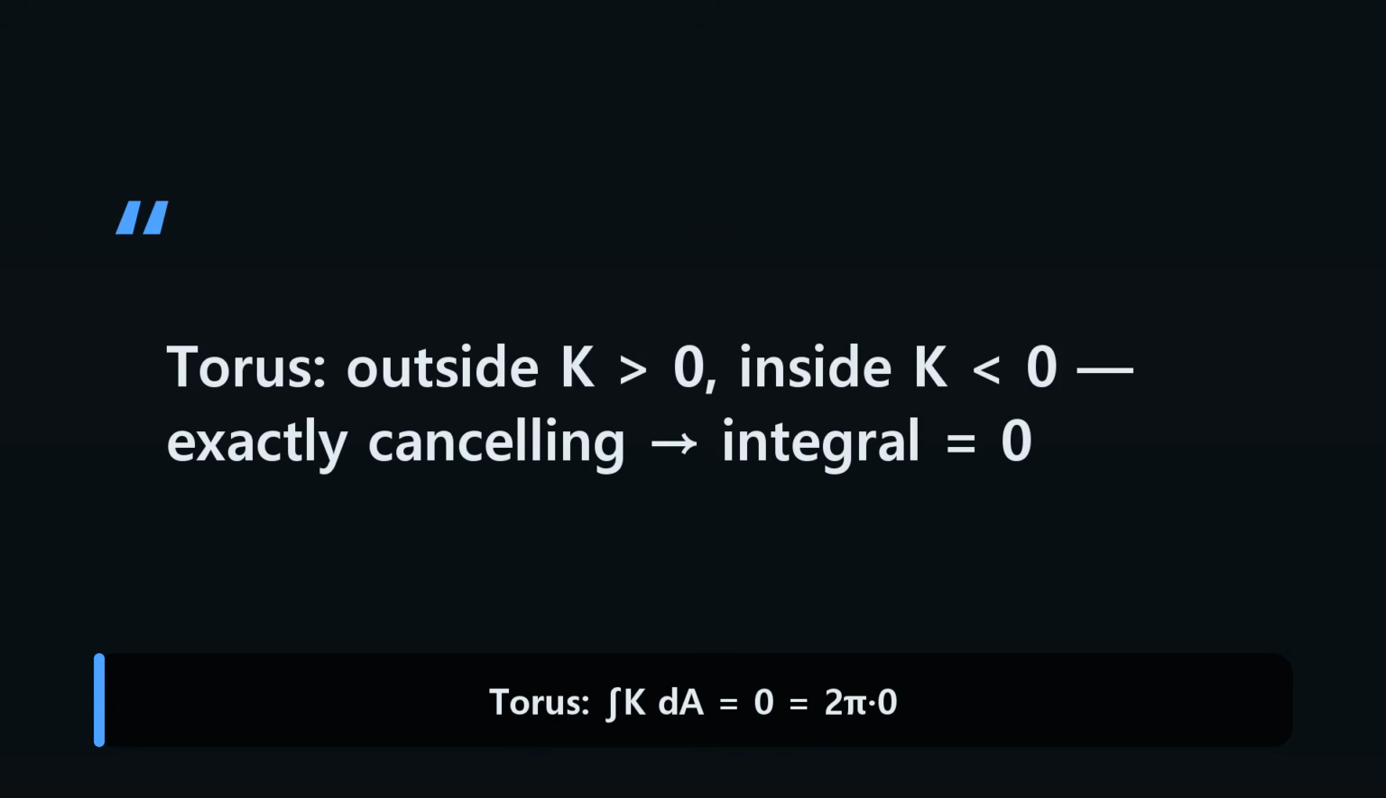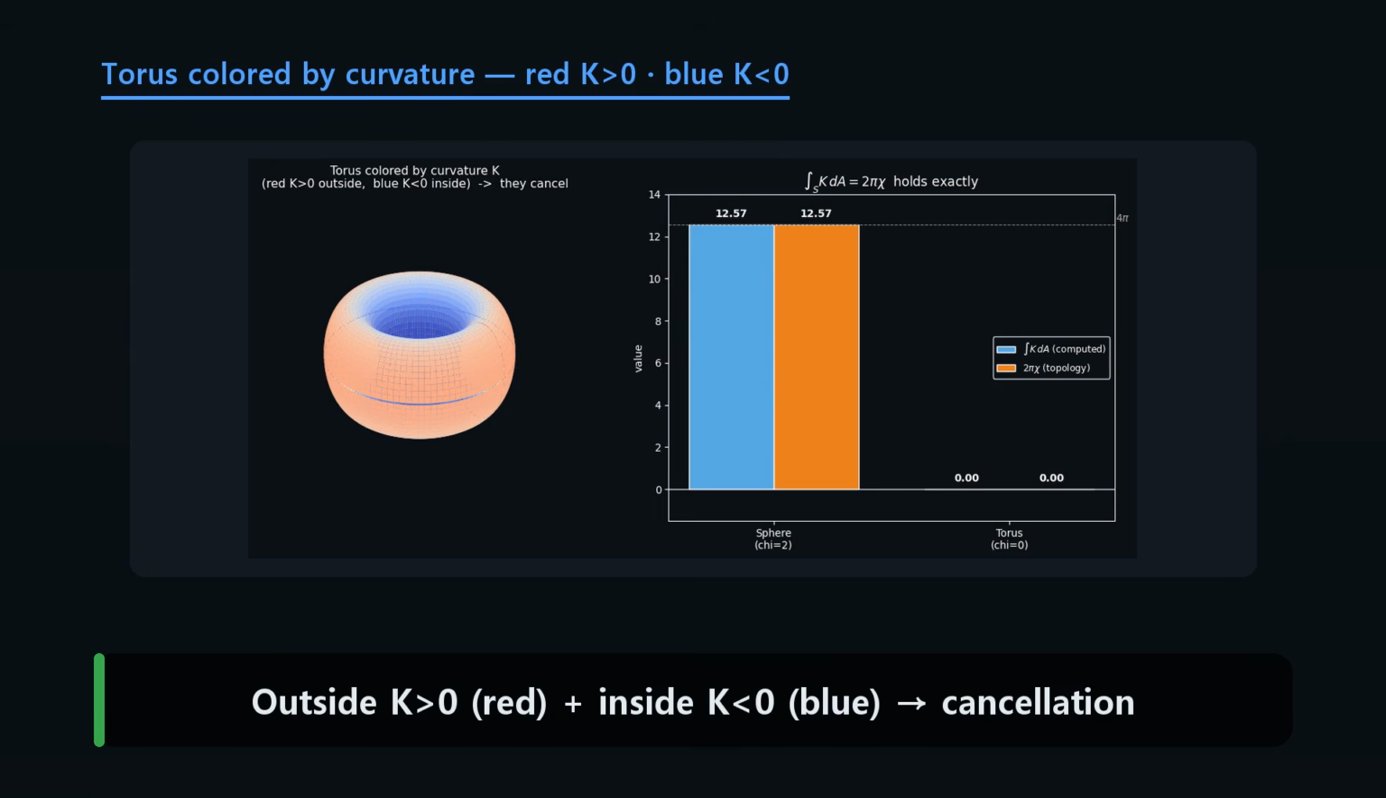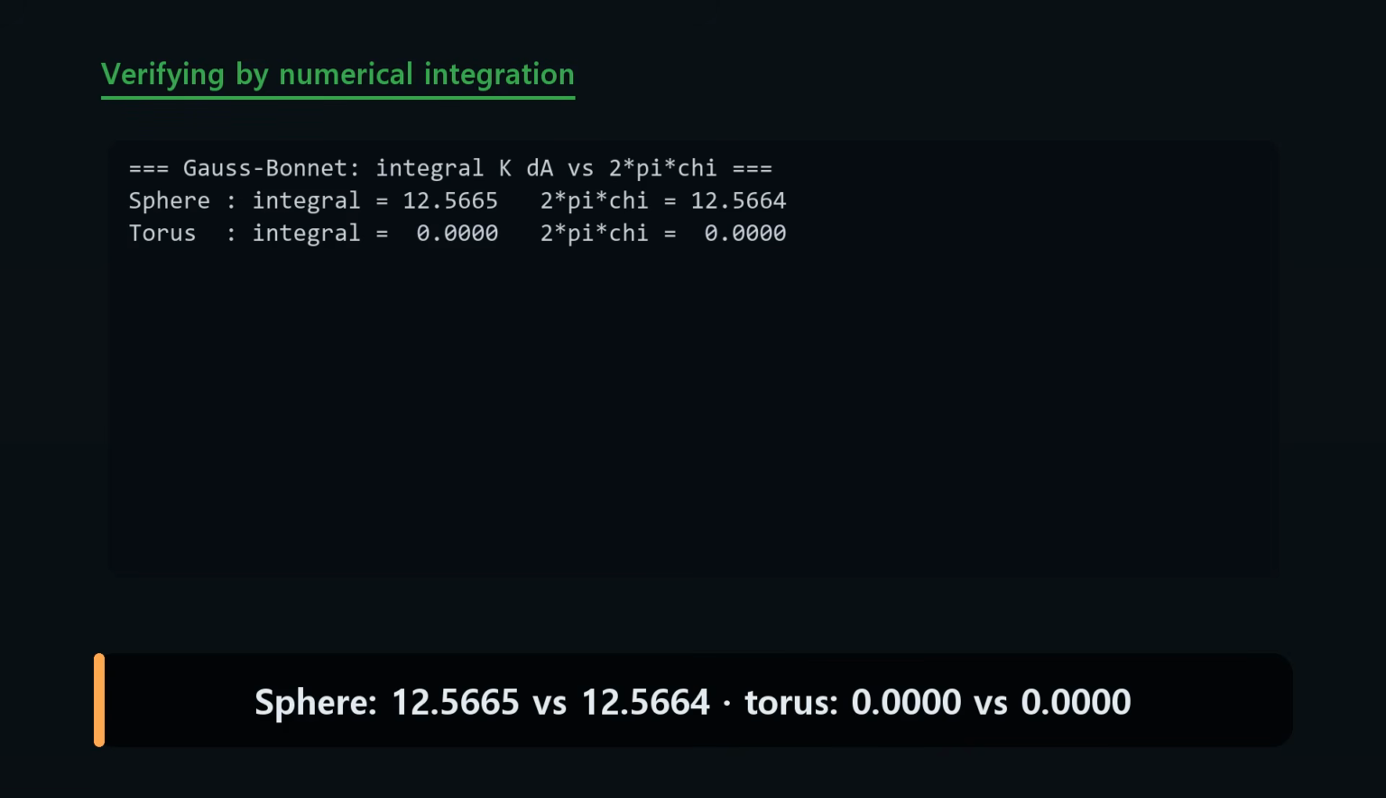Integrate it and you get exactly 4 pi. On a torus, the positive curvature on the outside and the negative curvature on the inside cancel out, so the integral is 0, that's 2 pi times 0. Red on the outside, blue on the inside. You can see the 2 curvatures erasing each other at a glance. No matter how much you crumple and dent the surface, the integral cannot budge a hair from the value topology has already fixed.